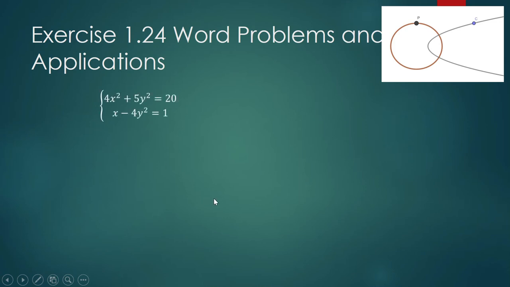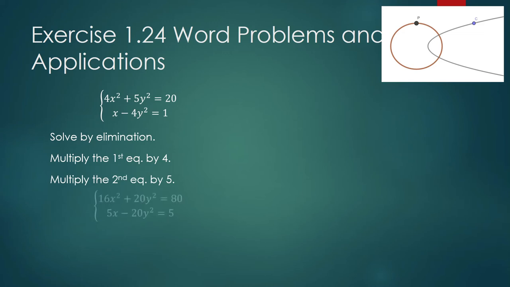This is our system of nonlinear equations. We shall solve it by elimination. I will multiply the first equation by 4, the second equation by 5, and this produces this equivalent system. Okay, so what I will do now is add the similar terms, and look at that, this one gets cancelled. So 16x squared has no similar terms in the second equation. So you just have to write it as 16x squared plus 5x is equal to 80 plus 5, which is 85. So this one is a quadratic equation.